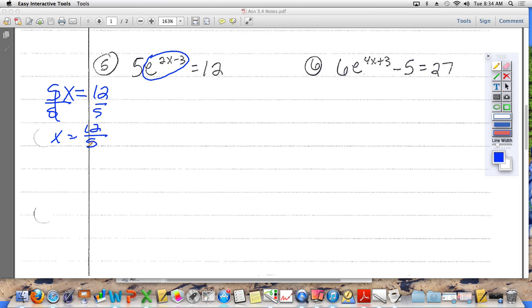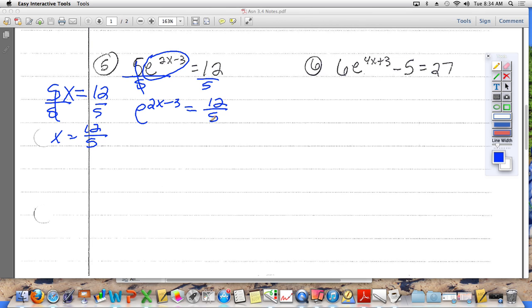But this is pre-calc, so of course we're going to make it a little bit harder. The first thing I suggest doing is getting rid of that 5 out front. It says 5 times e to the 2x minus 3 power, so what we're going to do first is divide by 5, just like we would if this was a basic algebraic equation. So we have e to the power of 2x minus 3 is equal to 12/5. If you want to change 12/5 to a decimal you can, but I'm going to leave it just like this.